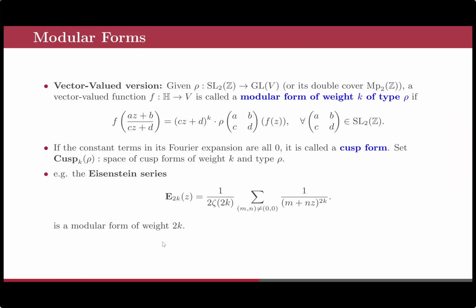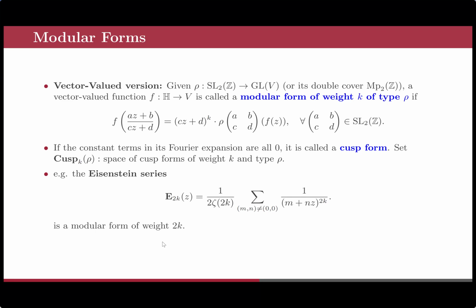Okay. Let's just briefly recall some notations because I think this is well known to the audience. So here we quickly review the notations. We consider vector valued modular forms. These are vector valued holomorphic functions that satisfy some equations under the actions of Mobius transforms. And if the constant term is 0, we call it a cusp form, and we will look at the space of cusp forms for certain weight and type.